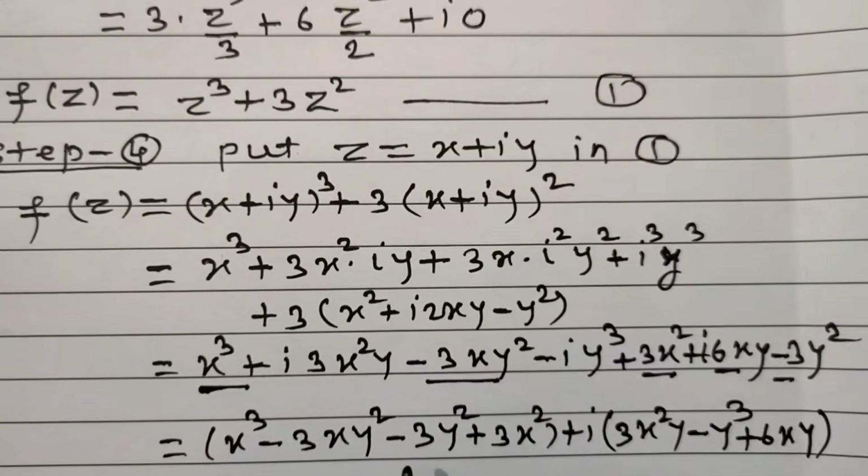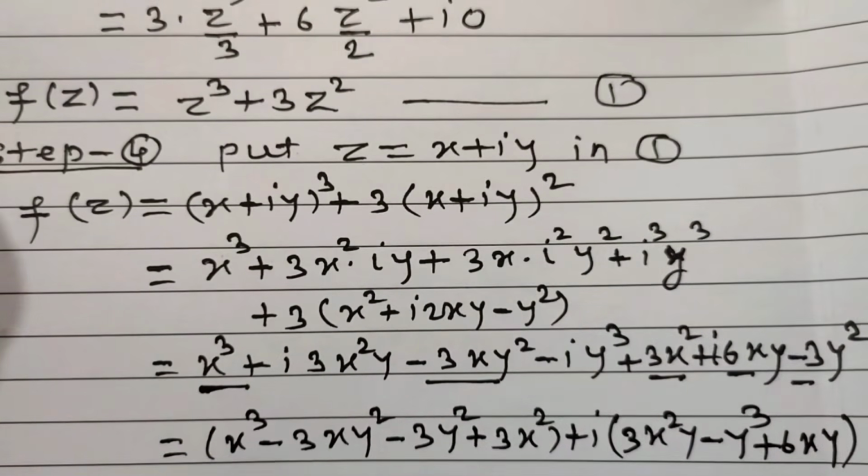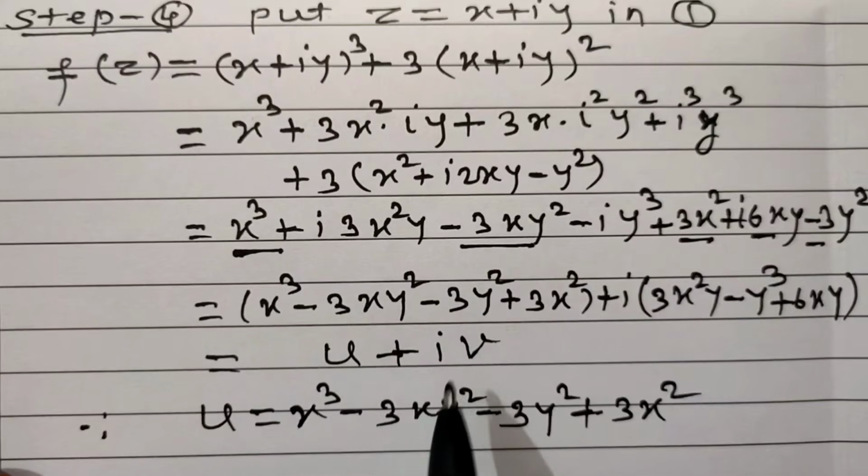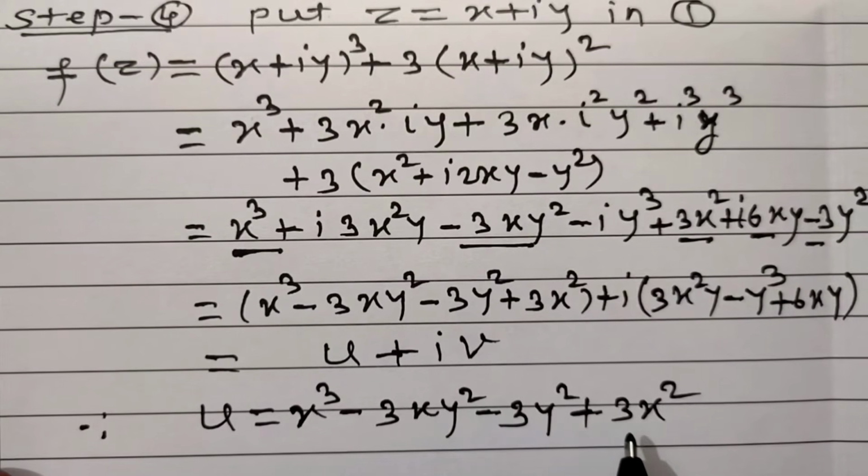This is u and this is v. So this is equal to u plus iv, where u is equal to x cube minus 3xy square minus 3y square plus 3x square. This is the harmonic conjugate of the given function v.